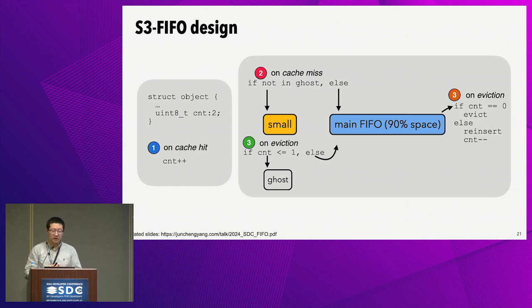Inserting into the main FIFO queue may also trigger eviction. The main FIFO queue uses FIFO reinsertion. So we look at the tail object. If the counter is more than 0, it gets reinserted with the counter decremented by 1. So this is a very simple algorithm.